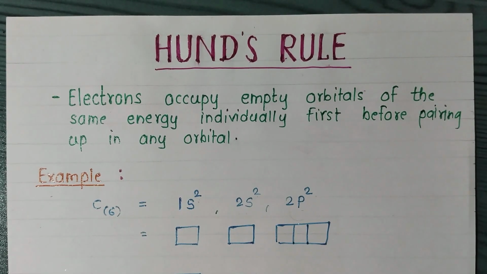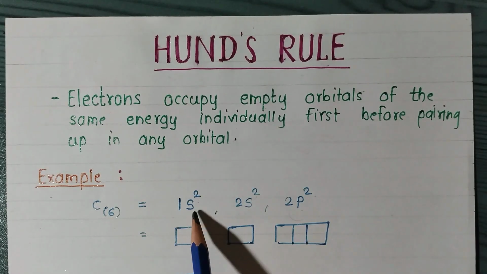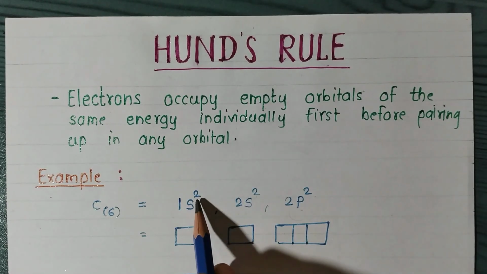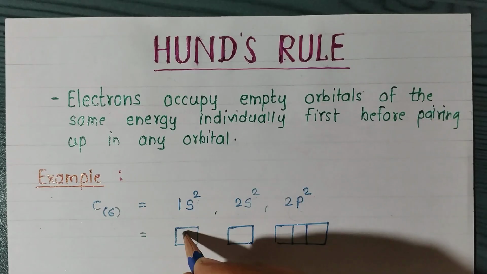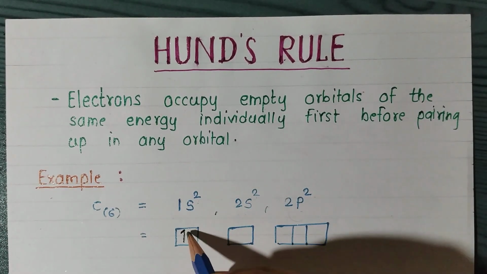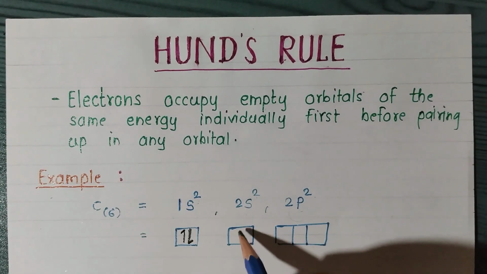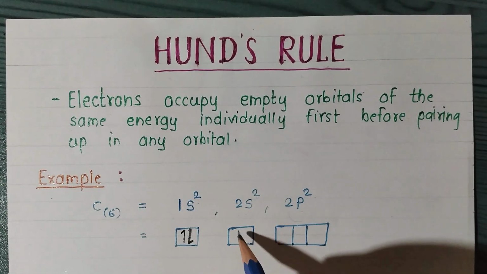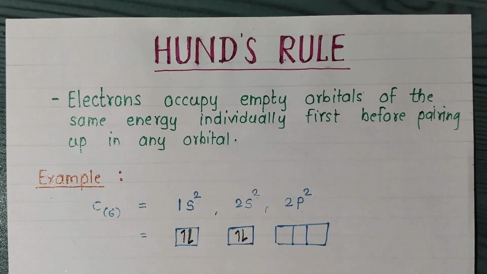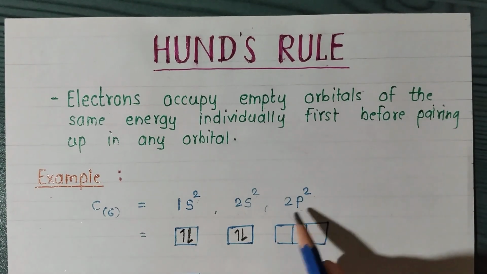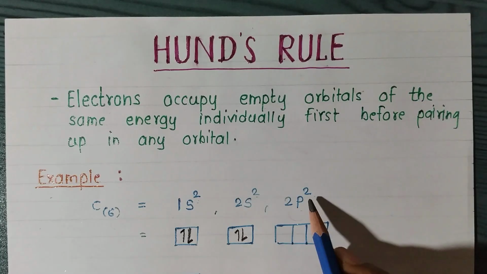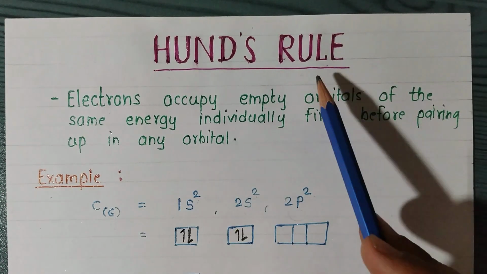So when we fill the electrons, see that this is 1s2, means 2 electrons are present in the 1s orbital. So we fill the first electron in this way and the second electron in this way. So 1s2, then 2s2, here also 2 electrons, 1 and 2. But in the 2p orbital, how can we fill these 2 electrons? This is the main question, and due to this Hund's rule is formed.